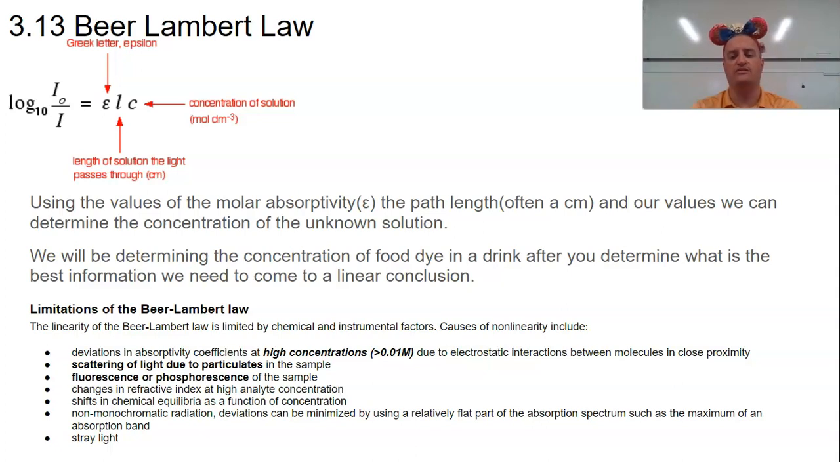Now, there are some limitations, okay? It's limited by chemical and instrumental factors. Reasons why you wouldn't get linearity is you get deviations of these coefficients at high concentrations. A high concentration in this case is 1/100th of a molarity. Very tiny, because you get electrostatic interactions between molecules that are very close to each other. So you start having those intermolecular forces come into play, which can cause issues.